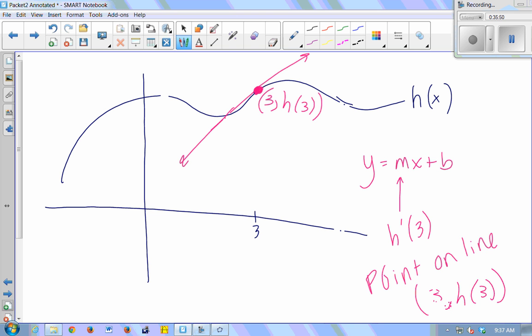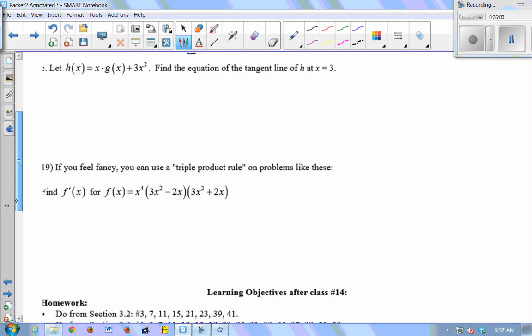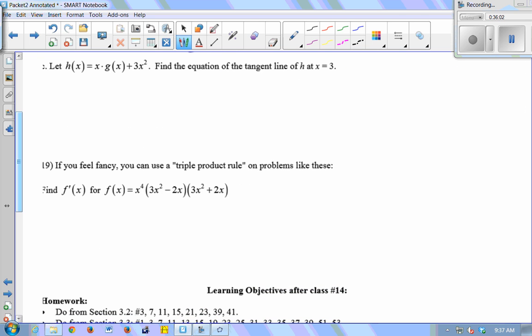Okay, so that's all I need. I need h prime of 3 and h of 3. That will be enough to write the equation of the tangent line. So go back over here, and I say, okay, first thing I need, h prime. If I want h prime of 3, I need h prime of x. Once I have it, I'll plug a 3 in.